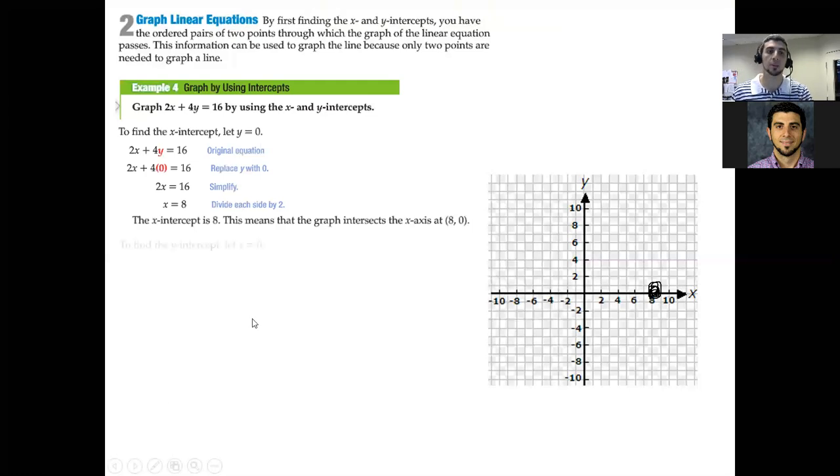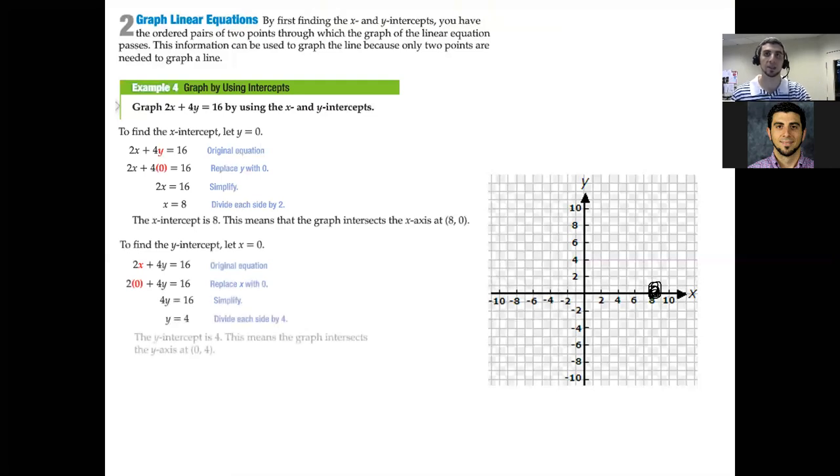Similarly, we start over again with the original equation and let x equal 0. We substitute that in, and you get 4y equals 16. So you have y equals 4. And that means the y-intercept is 4, and this means the graph intersects the y-axis at the point (0, 4), which is right here. Now we have 2 points, and we can plot them as we just did and draw a line through them.